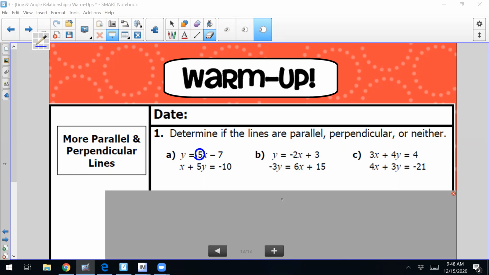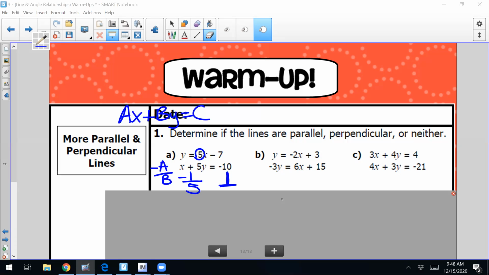You can do the opposite of A over B if it's in standard form. AX squared. Oh, no, that's a different standard form. If it's in AX plus BY equals C, which this one is. So it would be the opposite of 1 over B, which is 5. So what's the relationship between 5 and negative 1/5? They are perpendicular. Remember, the upside down T means perpendicular.